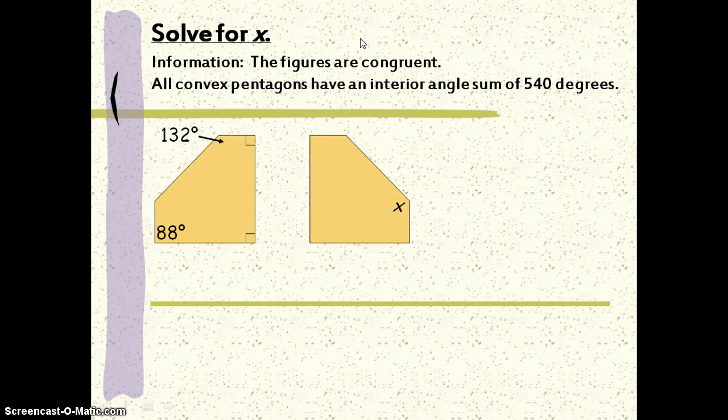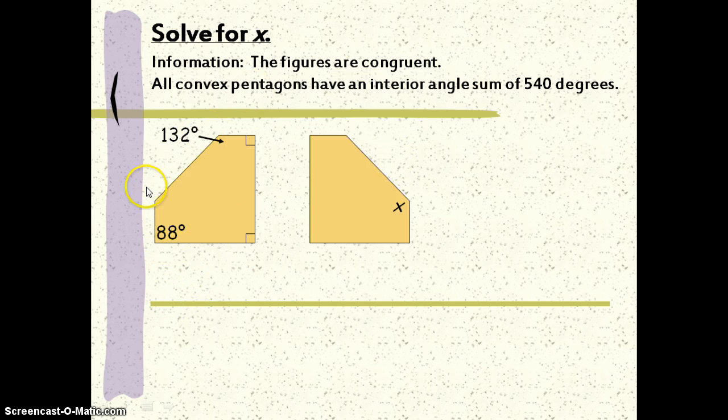Now we're going to use congruent figures to solve for a variable. We are going to solve for x in the figures below. The information that they're going to give us is that the figures are congruent and that all convex pentagons have an interior angle sum of 540 degrees. So both of these are convex pentagons. They have 5 sides. That means if you add up all the angles, that it has to equal 540 degrees.